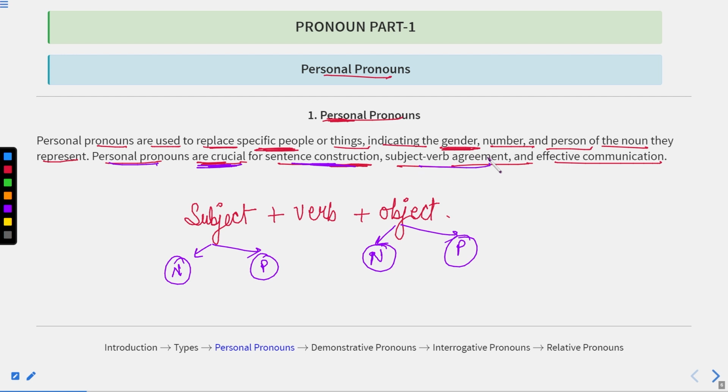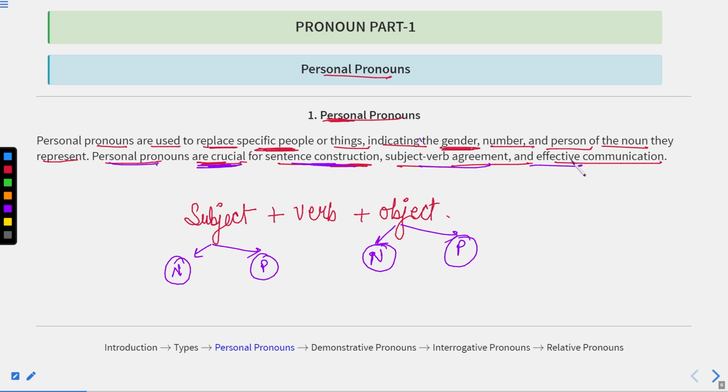Subject verb agreement: of course, the verb should always agree with the subject of the sentence. This depends on the subject, and this subject can be formed of a personal pronoun. So this is very important, that the verb should agree with the subject, and this subject is ultimately made of a pronoun. And for effective communication, we should use the pronouns correctly.